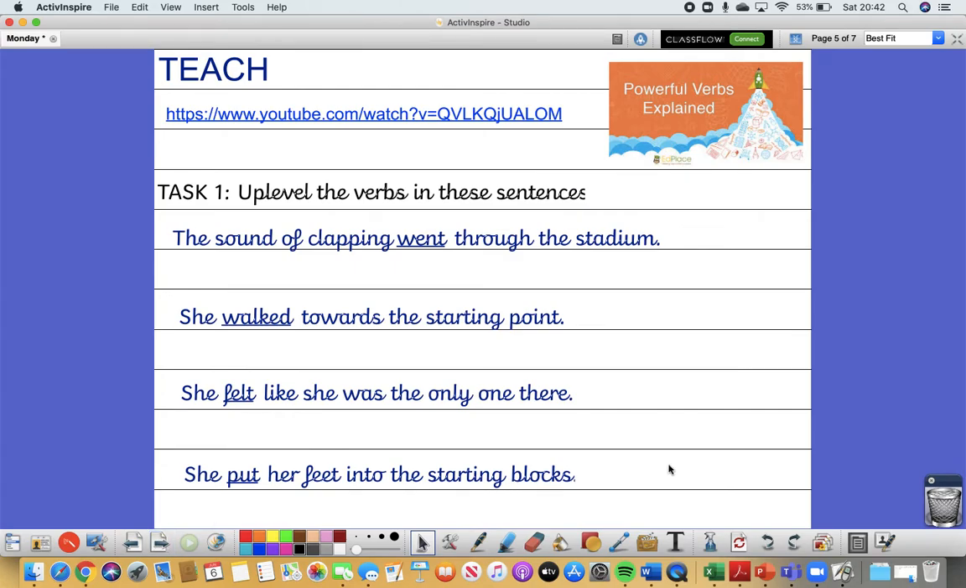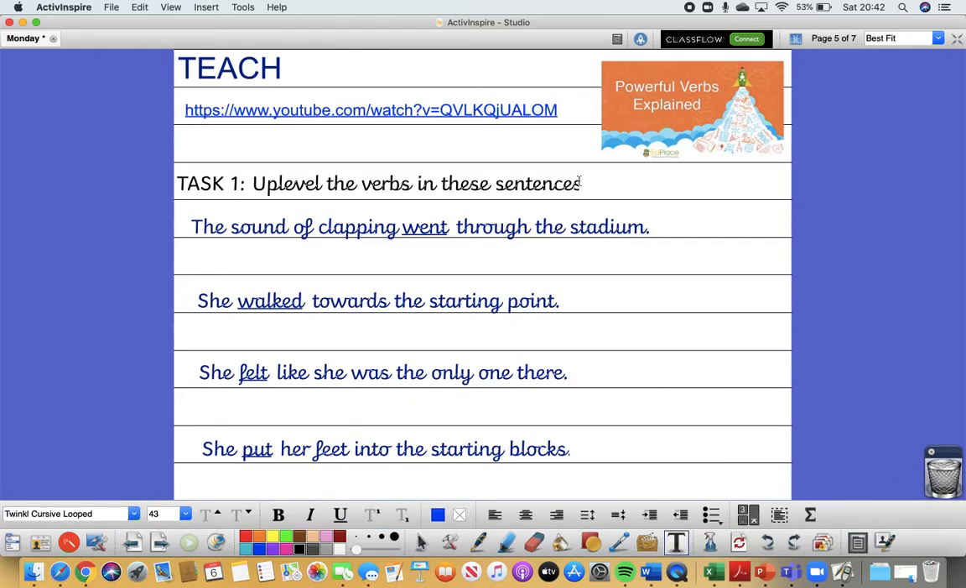So your first task then is, can you up-level the verbs in these sentences? I have underlined for you all the verbs. The infinitive form for the first one is to go. Went in its infinitive form is to go. She walked is to walk.